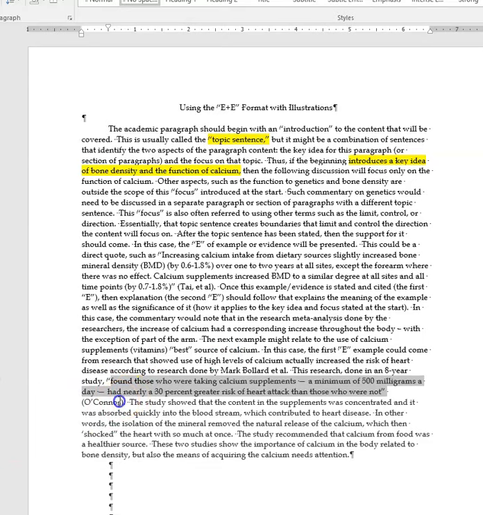Once this has been cited, we move on to a discussion of the meaning of this particular example and how it applies to the point that's being made here about the function of calcium and bone density. When we get to the end, what we need to do is tie together, if we've used 2 or more examples, how these examples help to support the point that we're trying to make in this particular paragraph.